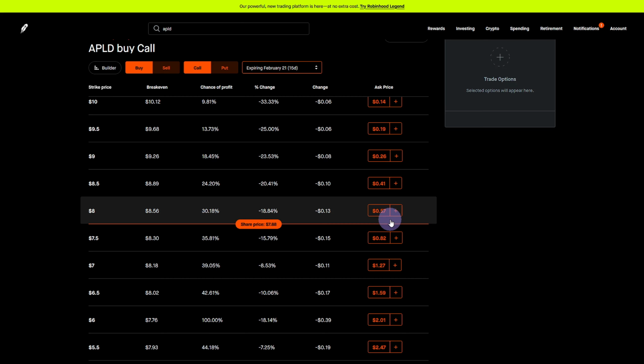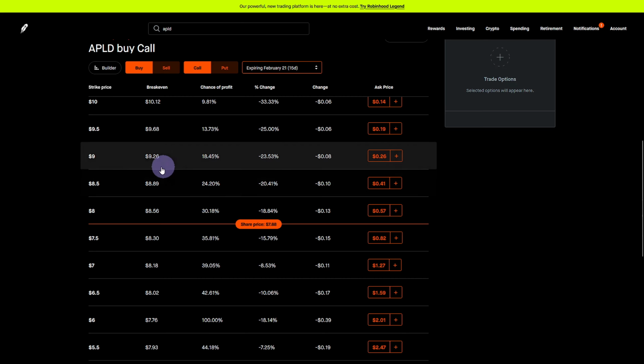Now, what happens if you don't have the $800 to buy the shares? Normally, your broker will buy and sell them in one transaction for you and give you the difference. In our case, if your strike was 8 and the stock was at 9, that would be $100.